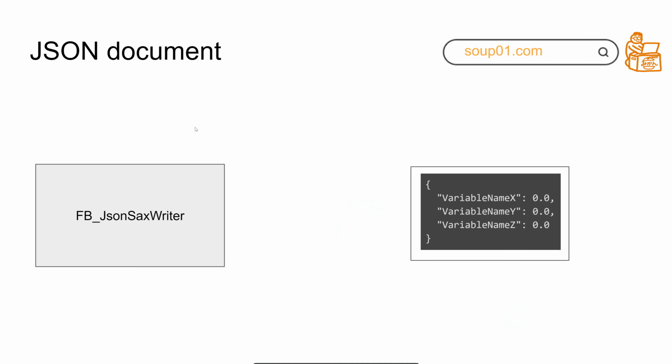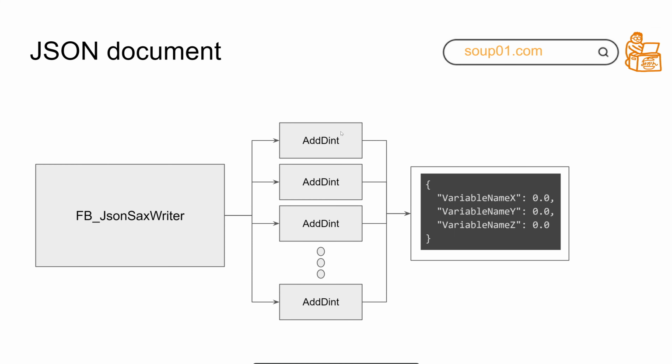For this video, I will use the fb_JSON SAX writer. It is a very easy function block to implement to create your own JSON objects. Although inside this library you also have other types of function blocks, in my view this is the easiest way to create a JSON object. By using this function block, there are some methods, for example AddDint or AddReal, that let you create your own JSON objects in this way.